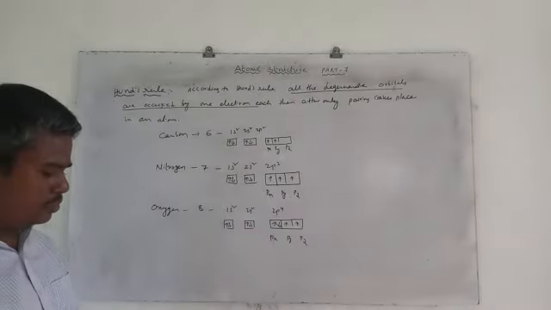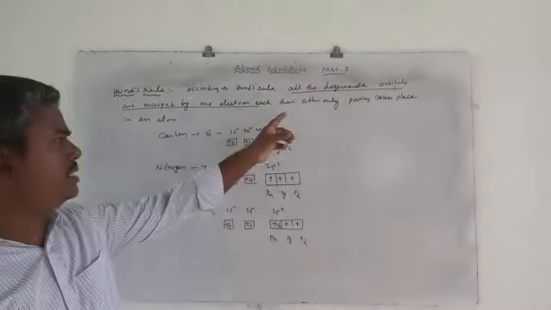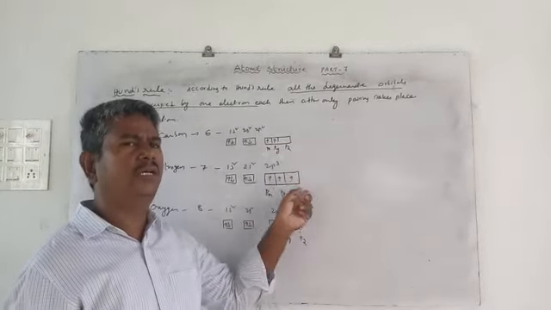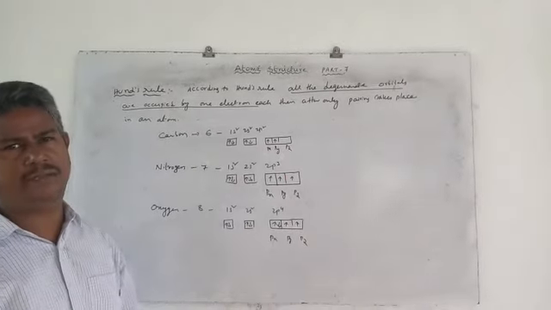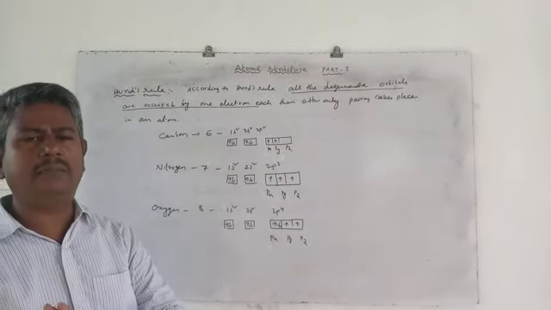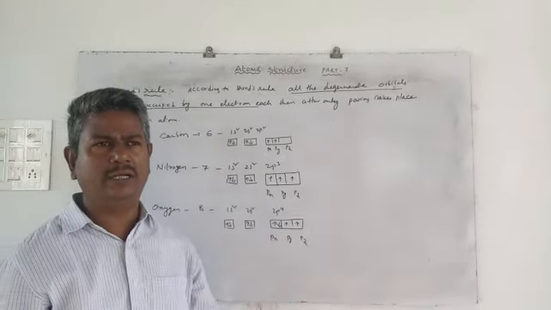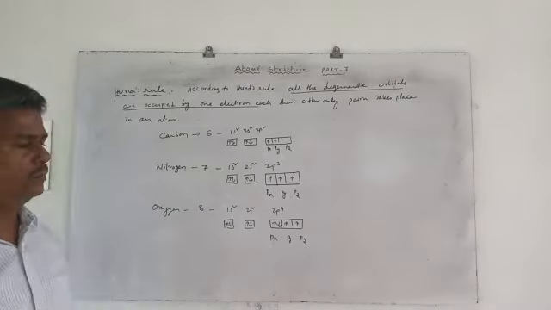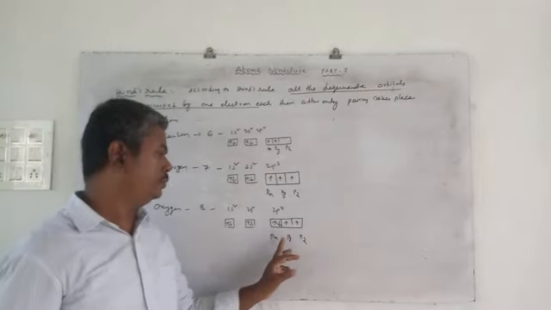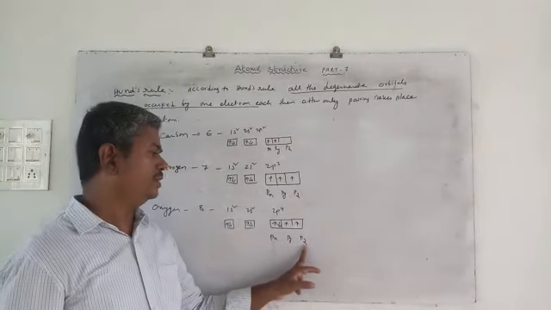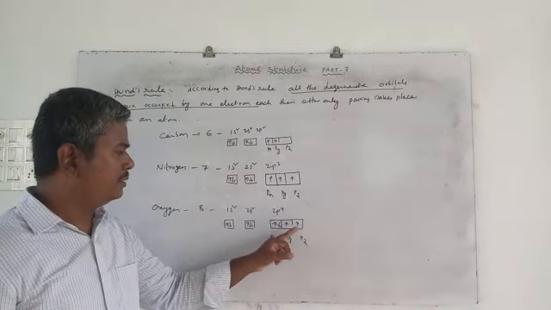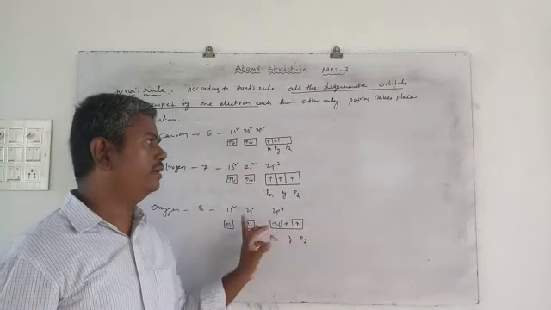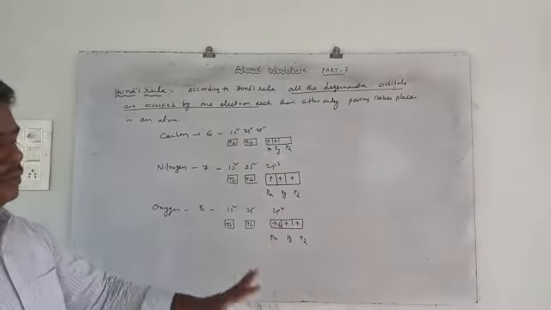So according to Hund's rule, all the degenerate orbitals are occupied by 1 electron each. Then after only, pairing takes place. Clear? Until then, it will not be paired. That's Hund's rule. So for 2px, 2py, 2pz, the 3 electrons first fill all the degenerate orbitals, and after that only pairing takes place. That is Hund's rule.